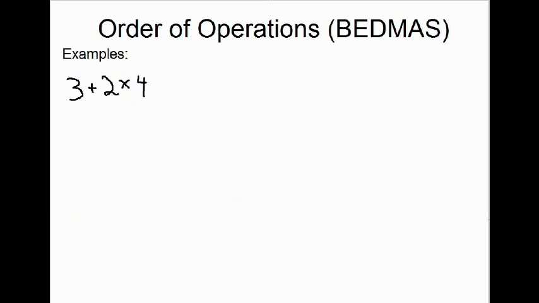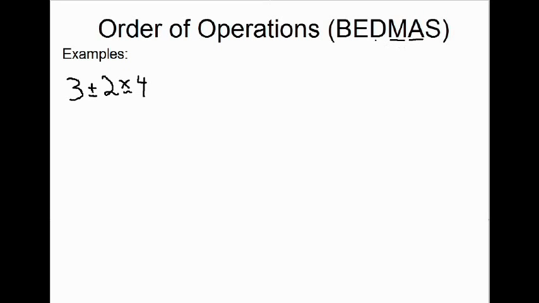And the first example that we're going to look at, well, we've already done this example, but as we saw, when we weren't sure which order we should do the operations in, we came up with two different answers. Well, now that we know what order we have to do these operations in, the first thing we're going to do is look at, well, what operations do we have here? And what we have is addition and multiplication. So if we look at BEDMAS, we have addition down here and multiplication here.